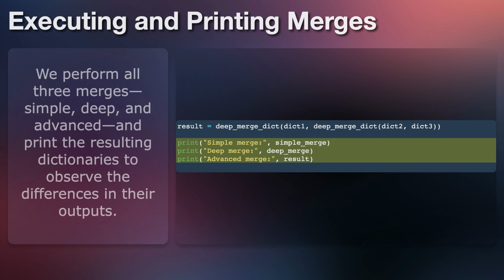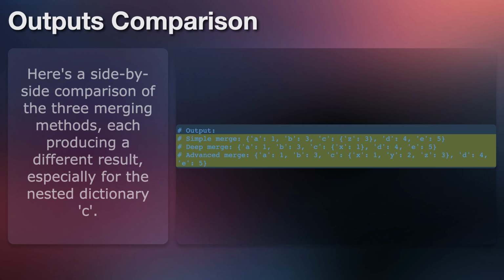structures. We perform all 3 merges, simple, deep, and advanced, and print the resulting dictionaries to observe the differences in their outputs. Here's a side-by-side comparison of the 3 merging methods, each producing a different result, especially for the nested dictionary C. Let's see how these Python one-liners are applied in a real-world text data analysis scenario.